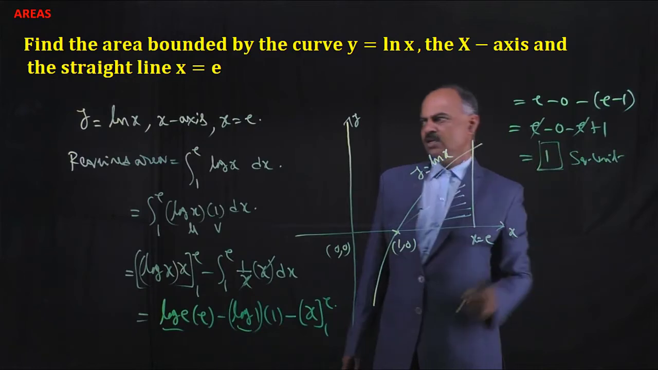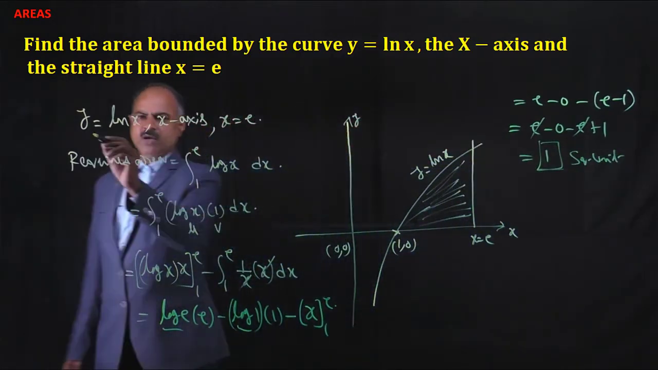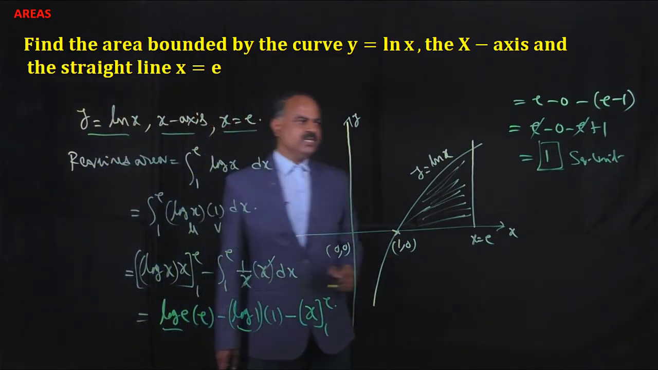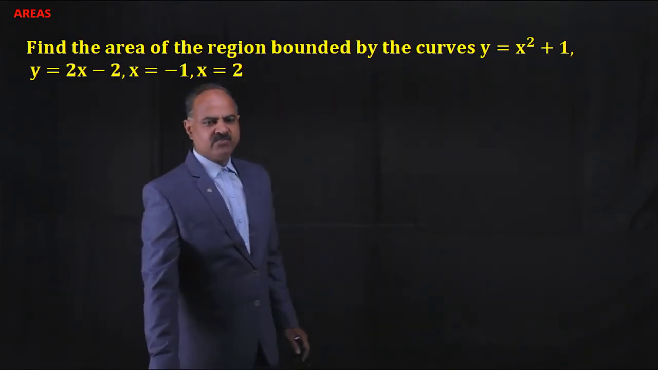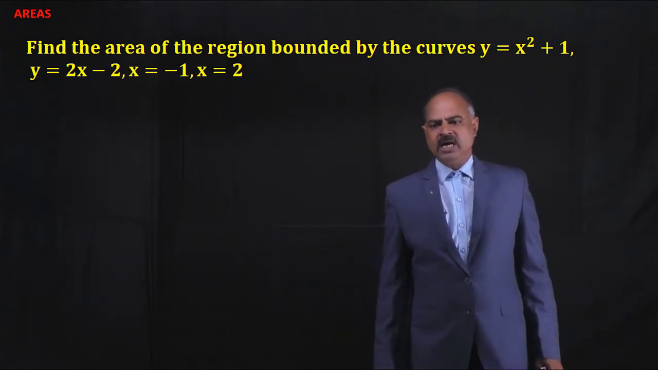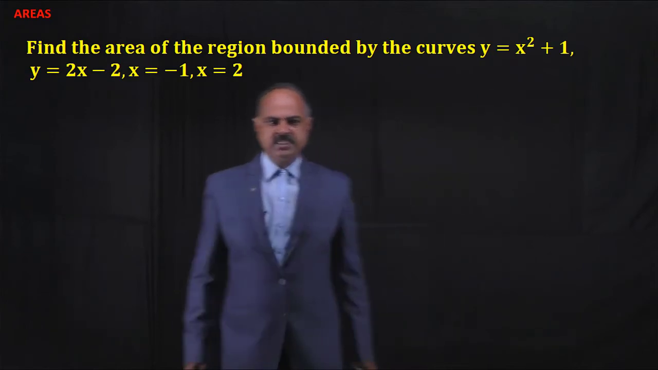So therefore the area of the region bounded by y equal to ln x, x-axis and x equal to e is 1 square unit. Next problem, find the area of the region bounded by the curves y equal to x square plus 1 and y equal to 2x minus 2, x equal to minus 1 and x equal to 2.